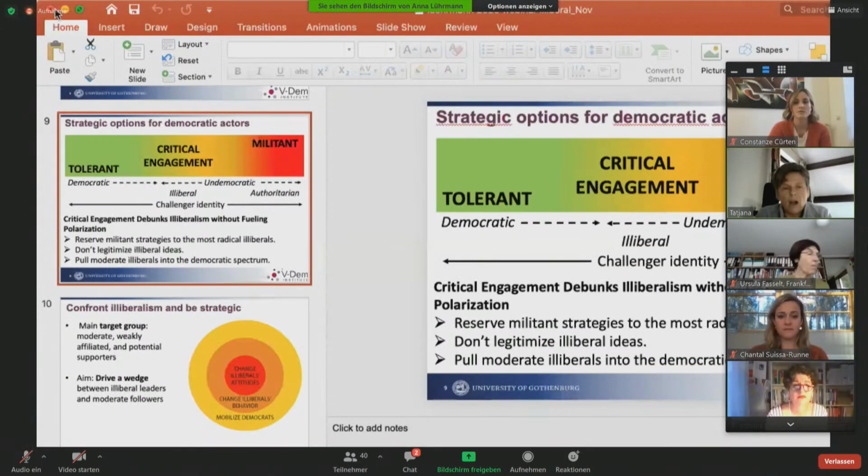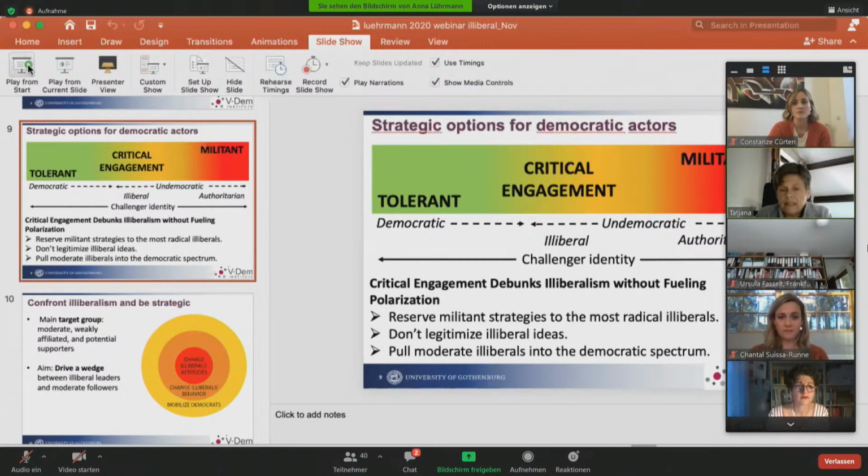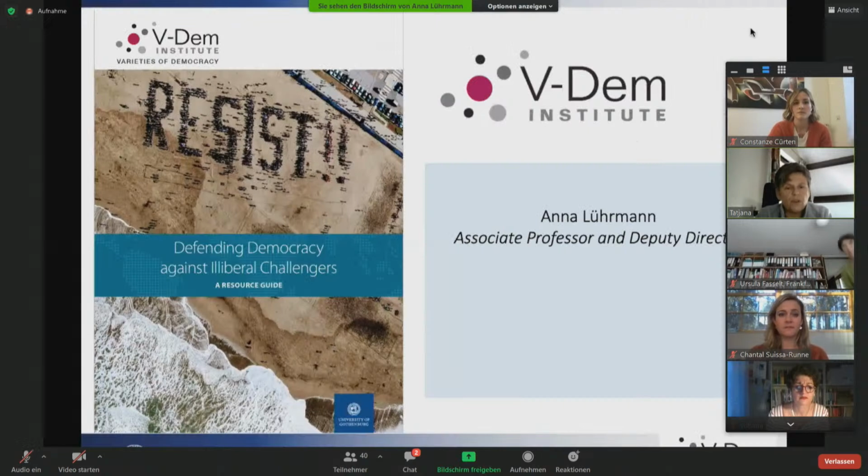Now I might first give the word to Anna Luhrmann. Anna Luhrmann is an associate professor at the University of Gothenburg and the deputy director of the Varieties of Democracy Institute, VDEM. The VDEM Institute manages the VDEM project, which produces the world's largest data set on democracy. They regularly publish resource guides on the situation of democracy all over the world. The resource guide of 2020 has the title, Defending Democracy Against Illiberal Challenges. Anna Luhrmann, as one of the co-authors of the guide, will present the essence for us in the following presentation. Anna, the floor is yours.